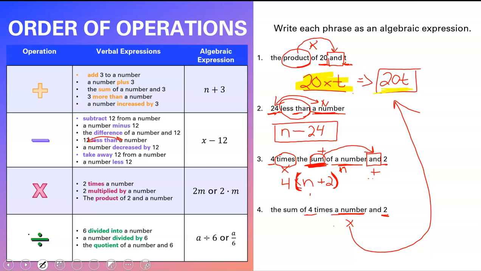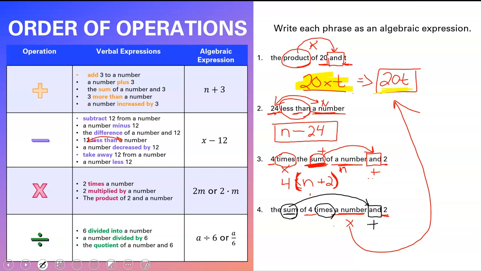Sorry, got sidetracked. Identify any words or phrases that'll tell us what to do. I see the word sum, and I see the word times. Okay? The sum. Oh, gotta find out where that addition goes. Okay, so I'm looking for that connecting word and. Whoop, he's right over here. So that addition is going to be right there.